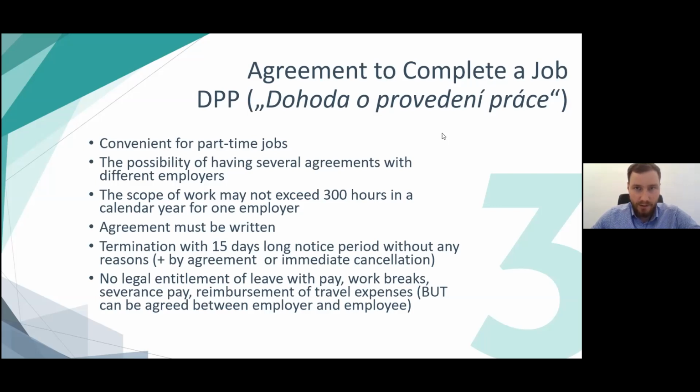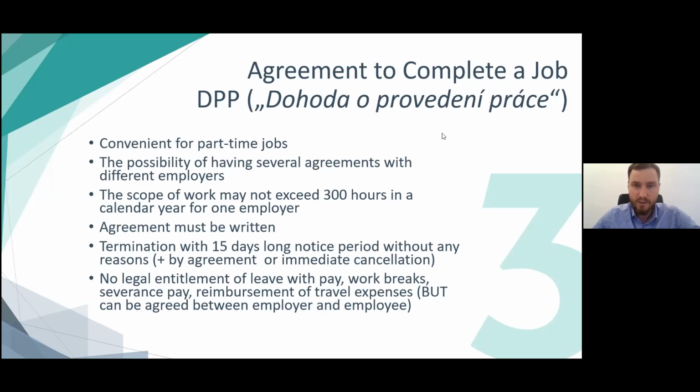There's a limitation for the agreement, and that is that the scope of work may not exceed 300 hours in a calendar year for one employer. The agreement must be in writing, and there's a termination notice only 15 days long without any reason. Also, you can terminate it by agreement as well. But there's no legal entitlement of leave with pay, work break, severance pay, or reimbursement for travel expenses if you don't have it in the agreement itself. So if you manage to put it inside the agreement, you can have this settled with your employer.